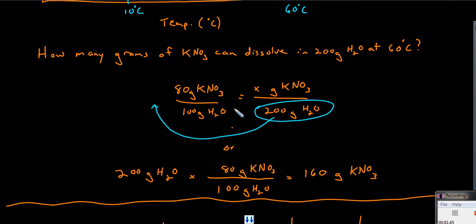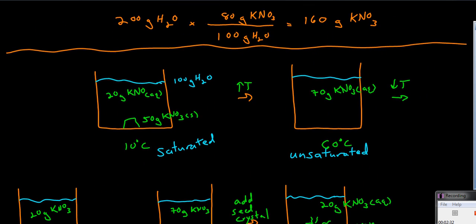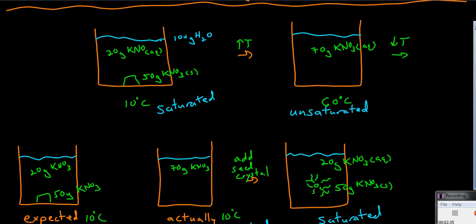You can take this proportion and cross multiply, or you can rearrange it to get 200 grams of water on top. Multiply both sides by 200 grams of water, so that you say, if I have 200 grams of water, and for every 100 grams of water I can dissolve 80 grams of potassium nitrate, how many grams of potassium nitrate can I dissolve? So 200 over 100, or 2. If we have twice as much water, we should be able to dissolve twice as much, 2 times 80, or 160 grams of potassium nitrate.